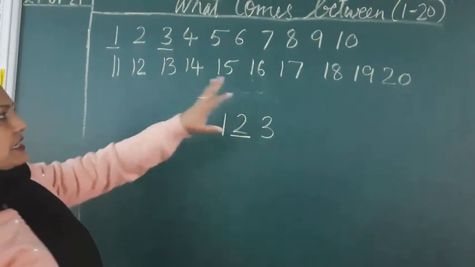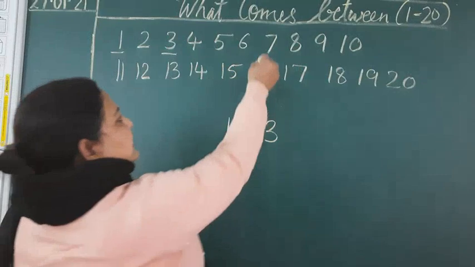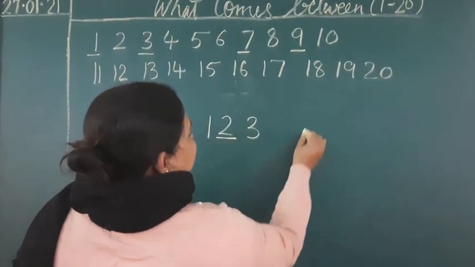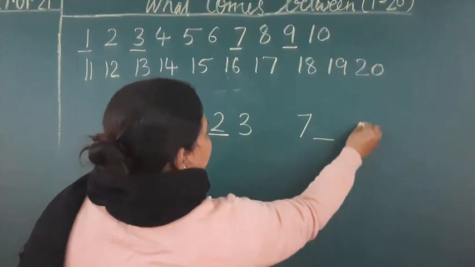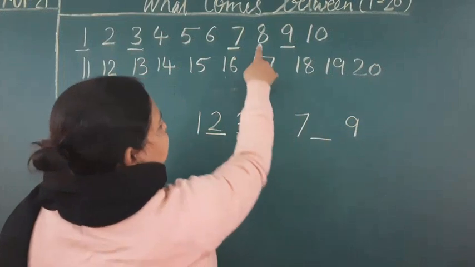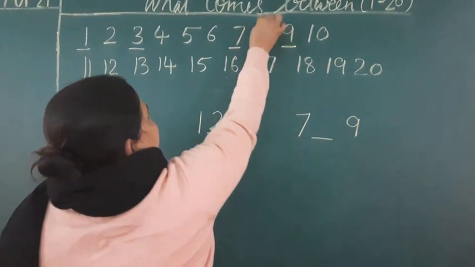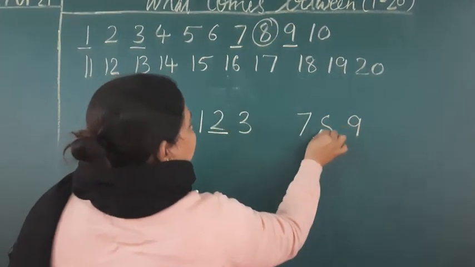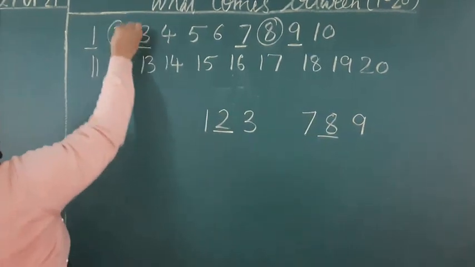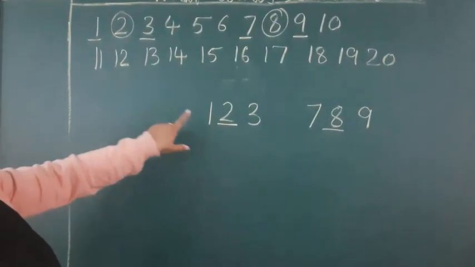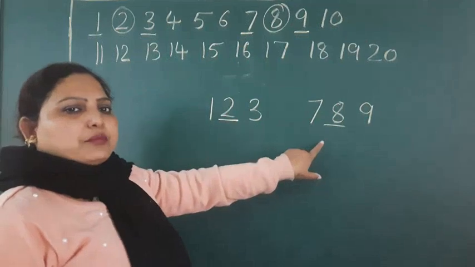Any number we can take. Like here we will take 7 and 9. I am writing here 7 and 9. In between which number is there? 8. So 8 will come here. Okay. 2 is here and 8. Like this, this is called the middle between number.